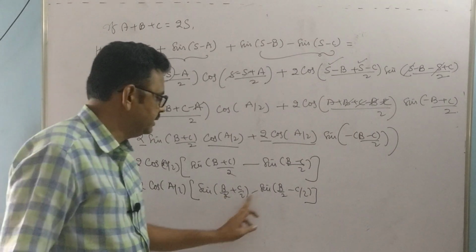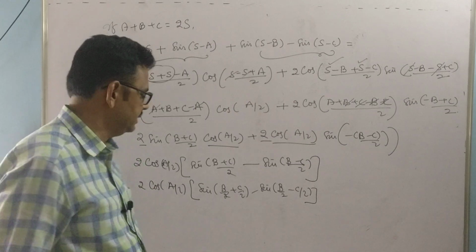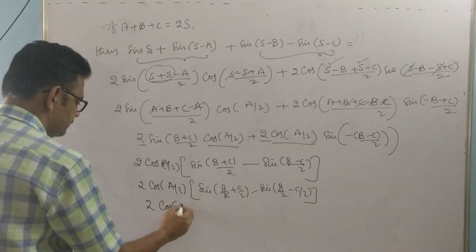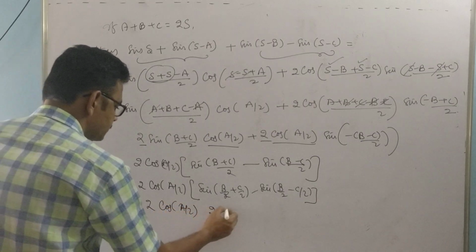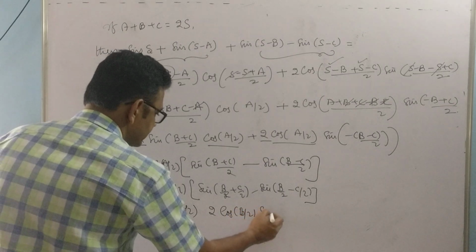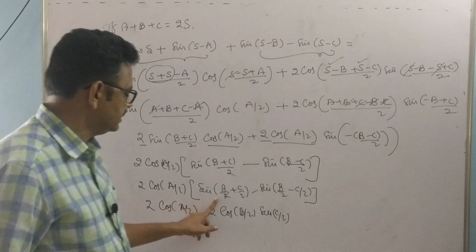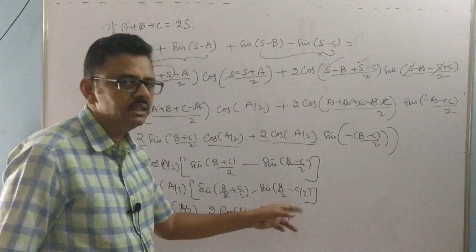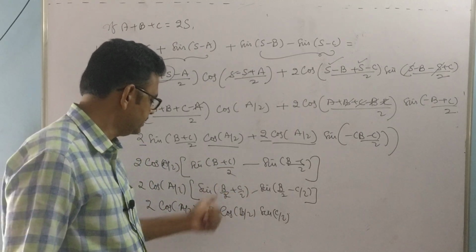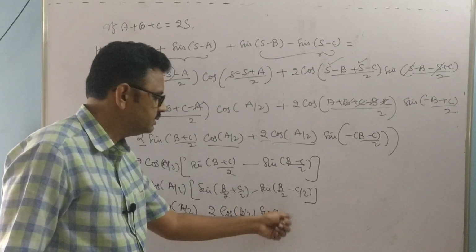Sin of a plus b minus sin of a minus b equal to 2 cos a sin b. So this is 2 cos a by 2, this is 2 cos b by 2 into sin c by 2. So these are all formulas. Sin of b plus c minus sin of b minus c equal to 2 cos b sin c. That means, in b by 2, c by 2, so this is 2 cos b by 2 sin c by 2.